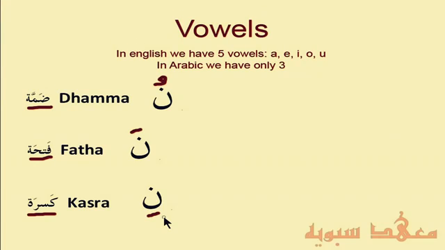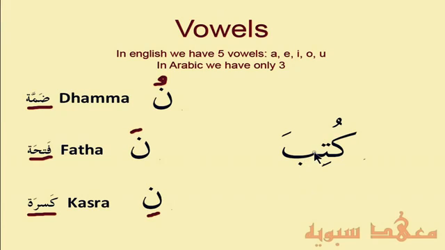Now, it's a good idea to memorize these three names, dhamma, fatha, and kasra, which will help you through your studies in Arabic. So let's do an example of a word that has these three vowels in the word. So let's try to pronounce this word. This is a kaf, so it has a k sound, and on top of it is a dhamma, so there's an u sound. So that would be ku. Then we have the ta with a kasra, so that would be ti. So ku, ti.